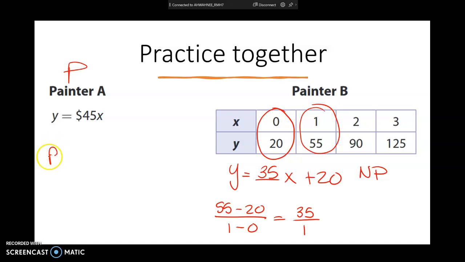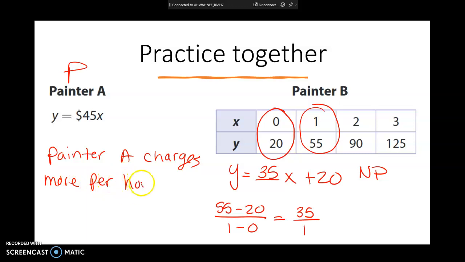So we could say painter A charges more per hour than painter B. And you're done.